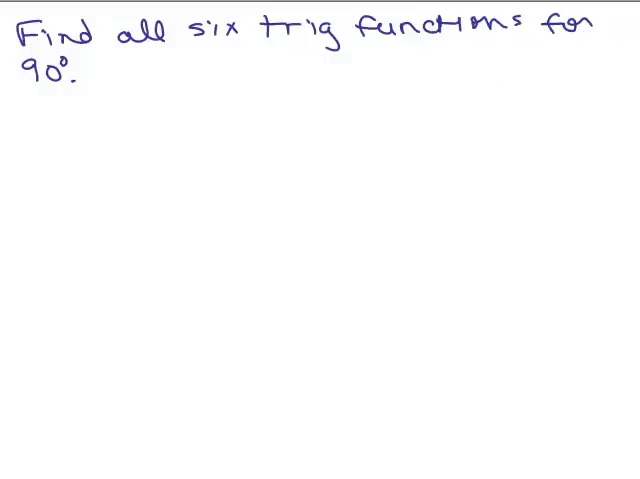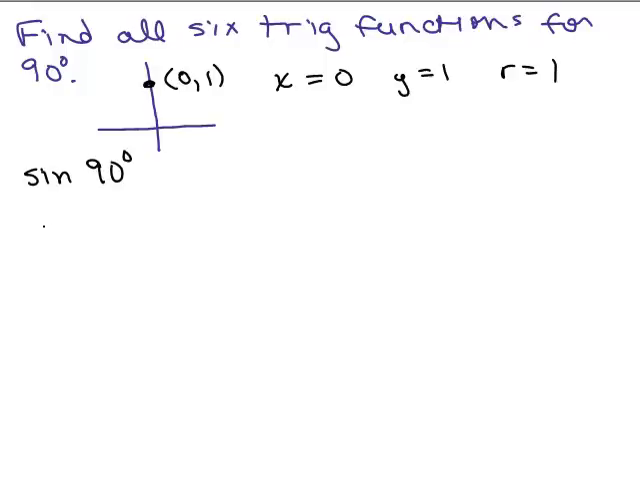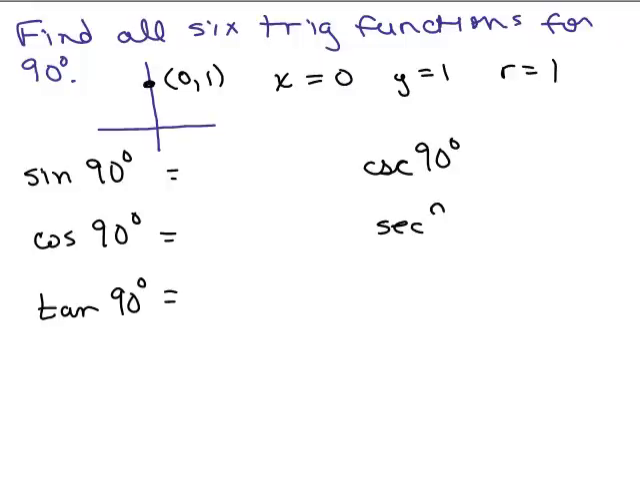All right, let's find all 6 trig functions for 90 degrees. So first of all, let's look at what the values are at 90 degrees. I'm always going to choose the ordered pair one space from the origin at 90 degrees, and so that will be (0, 1) in this case. So x is 0, y is 1, and r is 1. Now we're ready to go for it. Let's do the sine at 90 degrees, the cosine at 90 degrees, the tangent at 90 degrees, and then we'll do the reciprocals: the cosecant of 90 degrees, the secant of 90 degrees, and the cotangent of 90 degrees. Why don't you try this on your own using these values, and then after you do that, come back and see what I got.